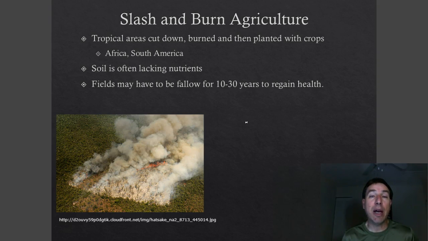The soil left behind after they do the burning is often very devoid of any kind of nutrients and often supports crop growing for only a couple seasons. And then the fields have to lay fallow for 10 to 15 years in order to gain nutrients again. And so this is not a very efficient way to farm either. And unfortunately, it's destroying acres and acres of rainforest every single day.